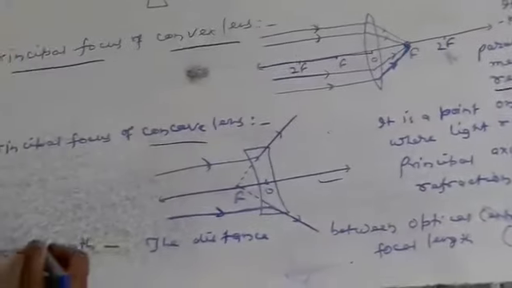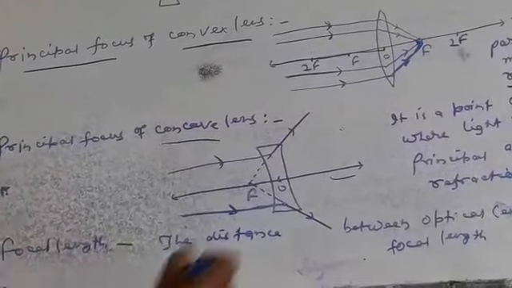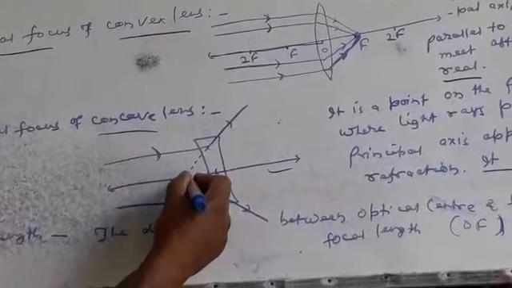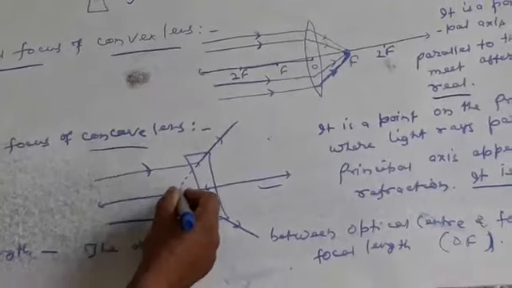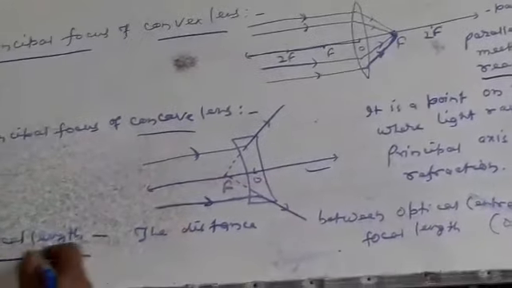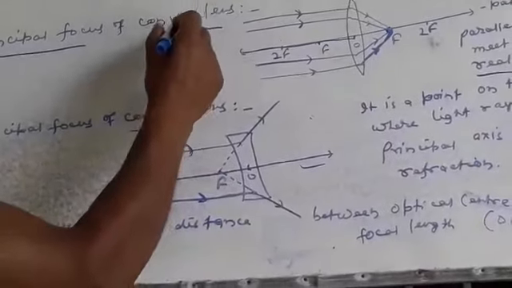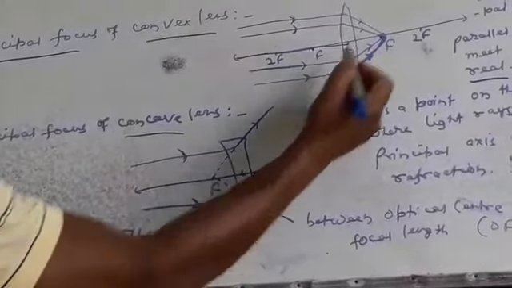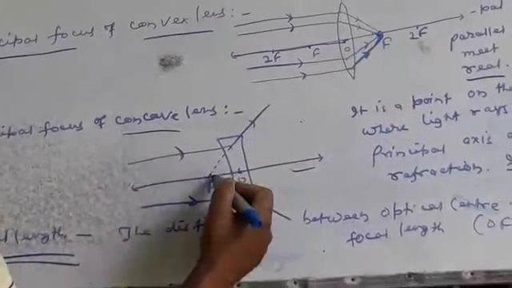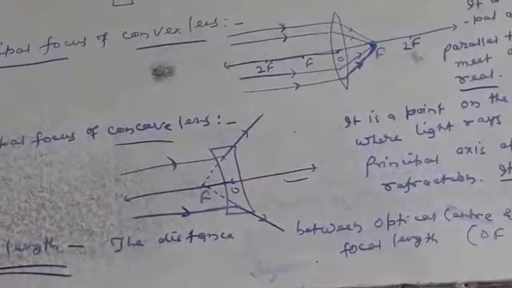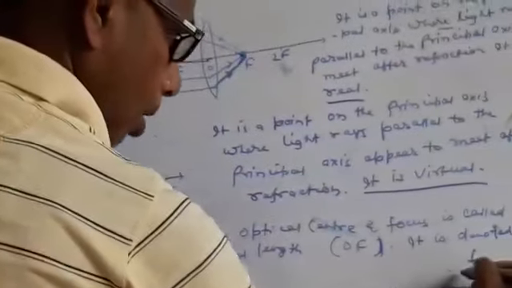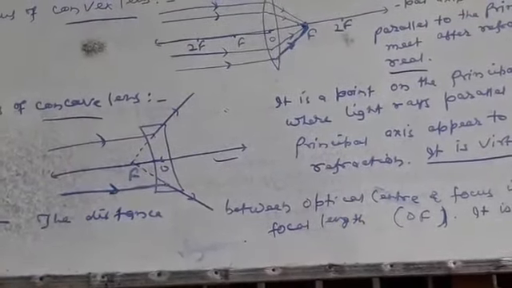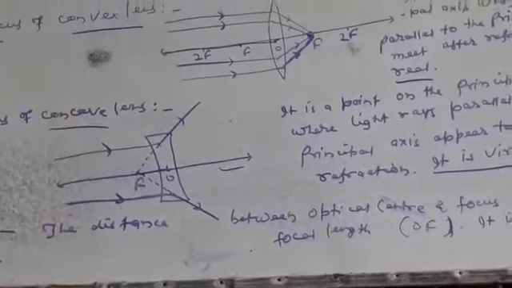Now, the definition of focal length. The distance between the optical center and the focus or principal focus is called focal length. This is the common definition valid for both the lenses, convex and concave. You are seeing here OF, you are seeing here OF. OF is the focal length, which is denoted by a small f. So this is the definition of a few terms associated with a spherical lens. Thanks, that's all.